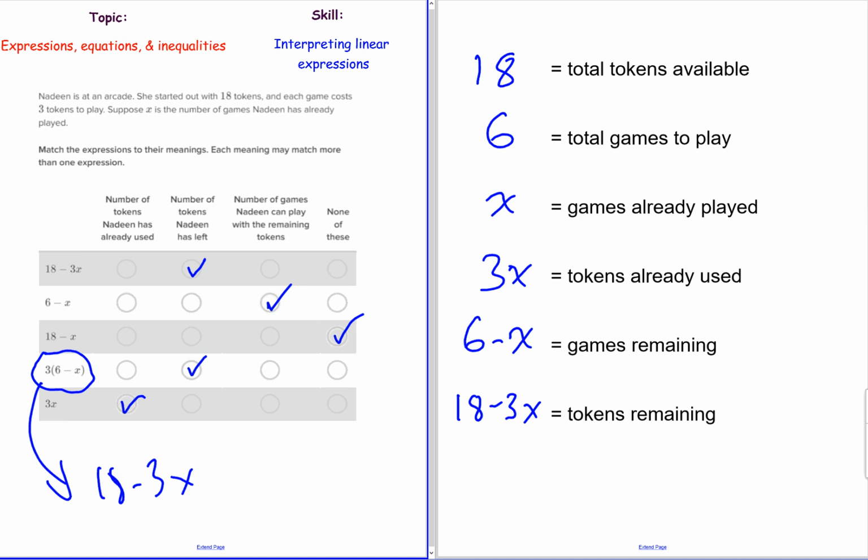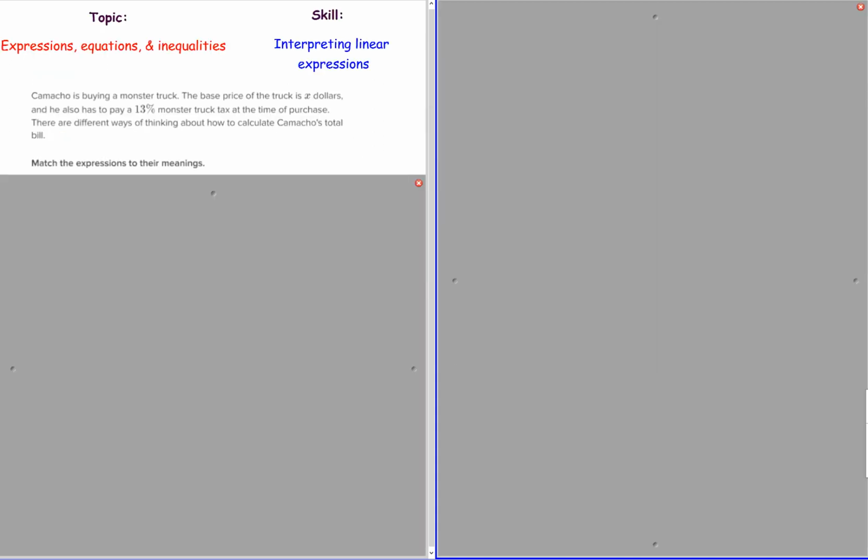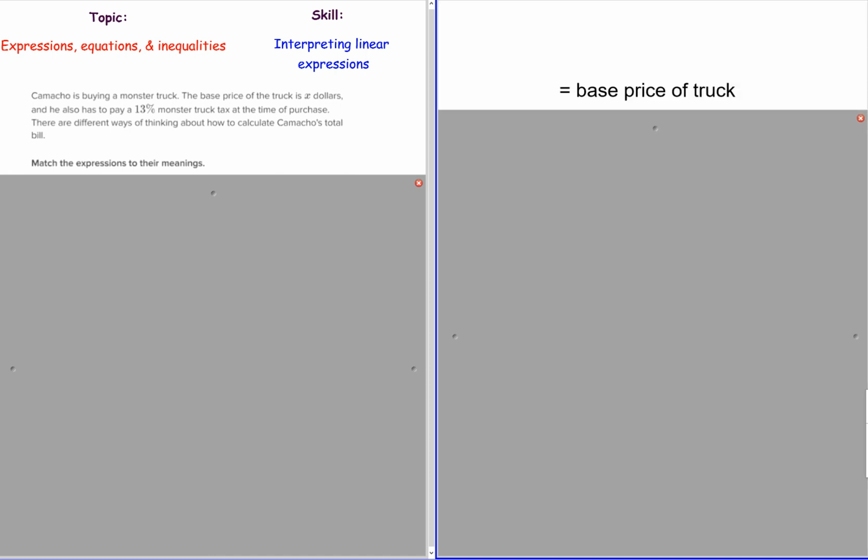All right, let's try the next one. Camacho is buying a monster truck. The base price of the truck is X dollars, and he also has to pay a 13% monster truck tax at the time of purchase. There are different ways of thinking how to calculate Camacho's total bill. All right, so let's talk about it. The base price of the truck is a variable expression. It's X.